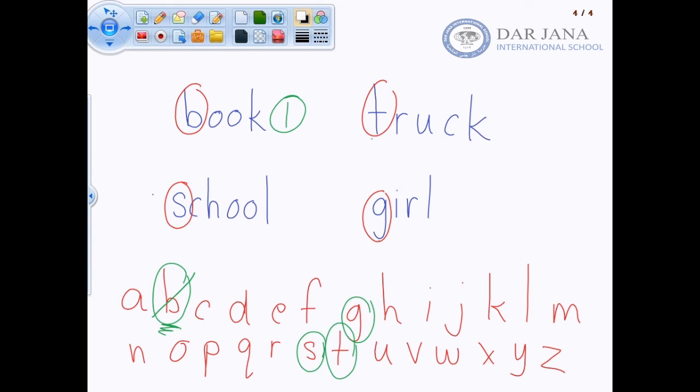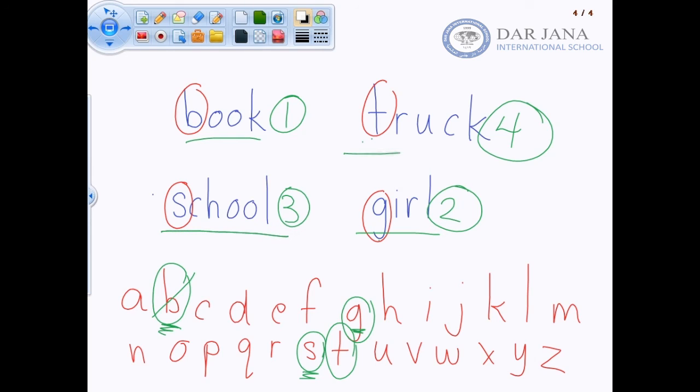Next letter is here. Let's look at the letters down the bottom. We have circled G. So which one comes next? Girl. That makes it 2. Okay, then we've circled S and T. So S comes third and T is number 4. Okay, so that's how we put them in alphabetical order. Book is 1, girl is 2, school is 3, and truck is 4. Okay, that's how we put the words in alphabetical order.